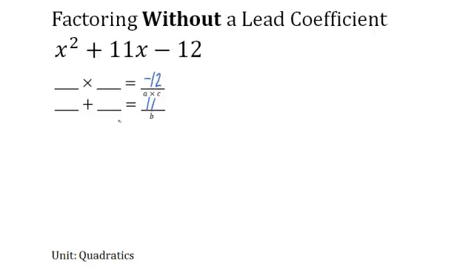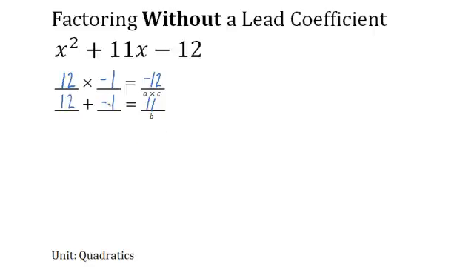So here's the puzzle. Two numbers that multiply together to give me negative 12, but add to give me 11. Some people might need to write down some of the different ways that you can multiply together to get negative 12. A lot of people, it is just a puzzle that you think about and hopefully it comes to you. And I think I've got it. 12 and negative 1 multiply together to give you negative 12, and 12 plus negative 1 adds to give me 11.